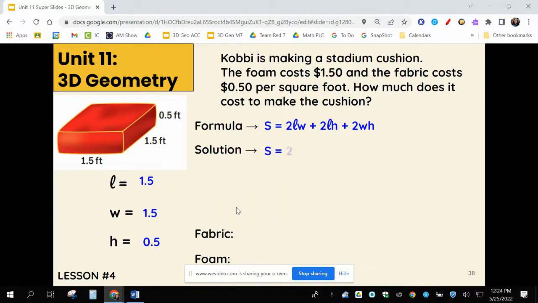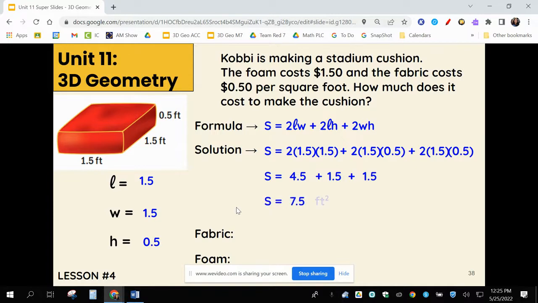Okay, I'm going to go over how to find the surface area. This is my work, but I'm going to show it quickly because I was hoping you guys would try this on your own. And you get 7.5 square feet.